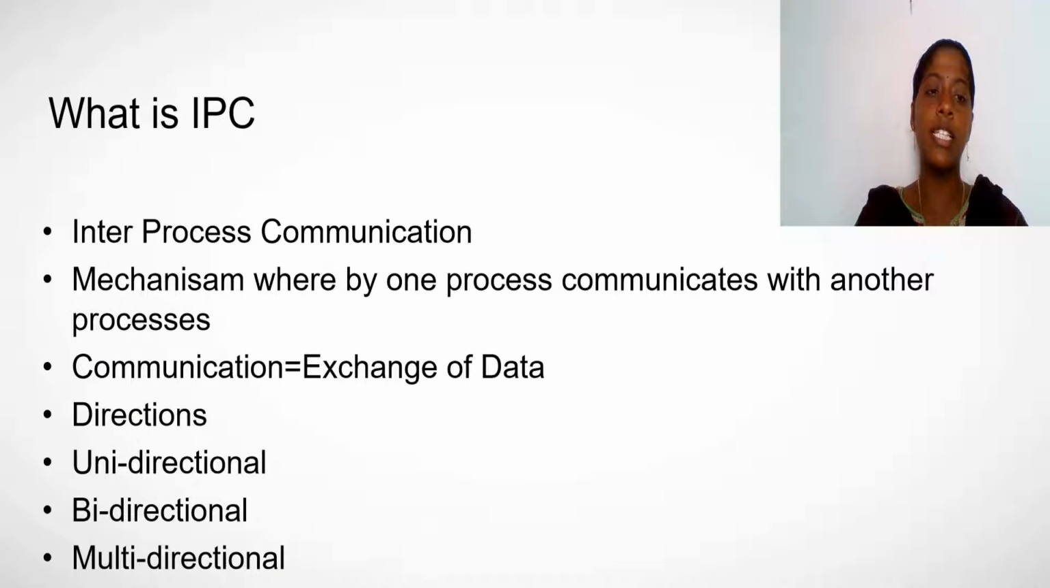Next, we'll discuss what IPC is. IPC means inter-process communication, a mechanism where one process communicates with another process. Communication means exchange of data. IPC has some directions. There are three directions in IPC: unidirectional, which means only one direction; bidirectional, which has two directions; and multi-directional, which is more than two. These are the directions in IPC.